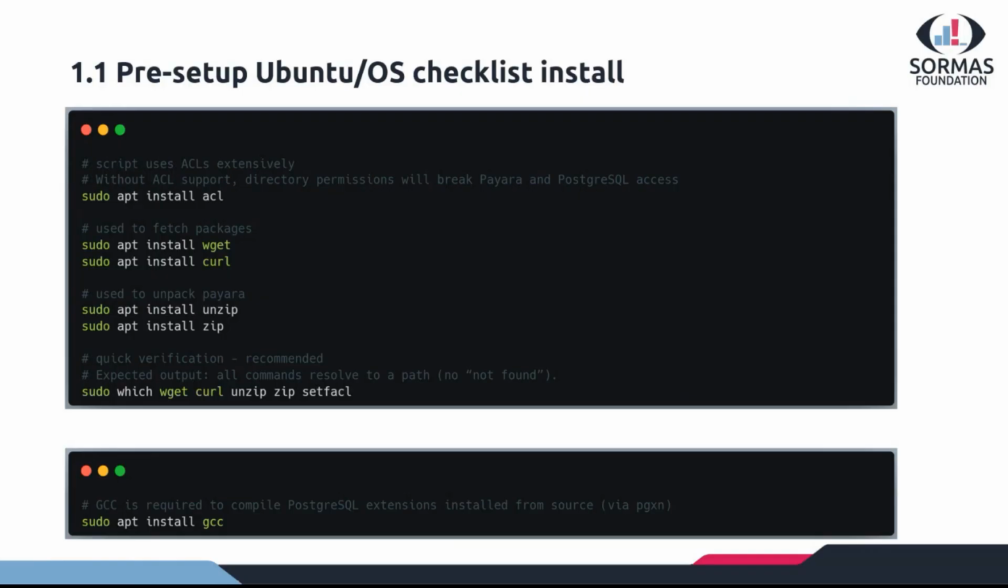Then the next package that the setup script uses is to compile PostgreSQL extensions. And that package is called GCC. So you also do an apt install gcc and have it readily installed. I will just try to show us what the setup script looks like so that we can understand why these are important.